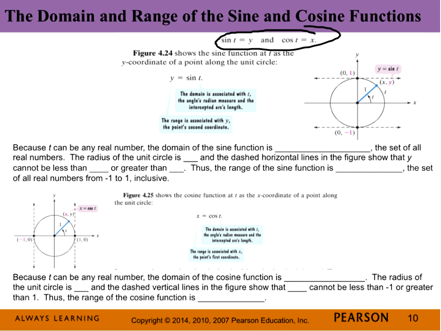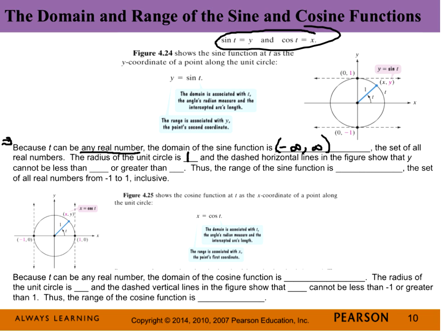All right, so sine of t is y, cosine of t is x. Because t can be any real number, the domain of the sine function is any real number, which means it's negative infinity to positive infinity. If you recall from 4.1, we kept moving around and around the circle, so we have an indefinite amount of domain that we can put in there, the set of all real numbers.